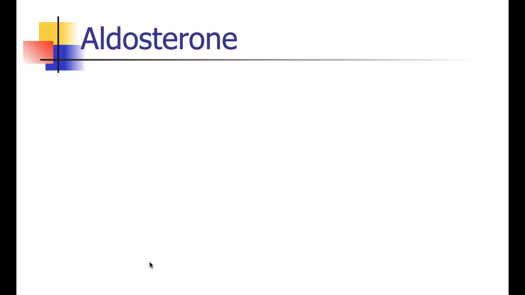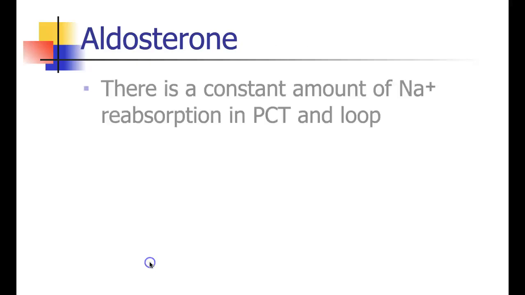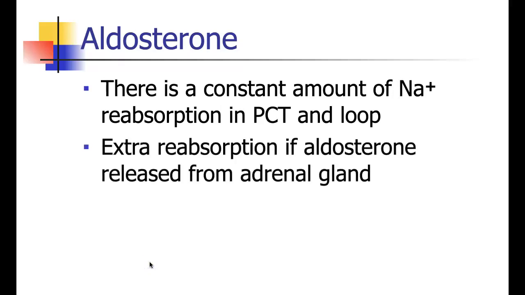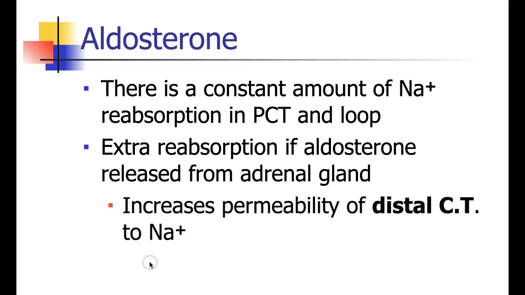Okay, so now we have to go back to our mechanisms of aldosterone. When aldosterone first came up, we talked about blood pressure because this is all really related, right? There's a constant amount of sodium reabsorption in the PCT and the loop, but we can get extra reabsorption if aldosterone is released from the adrenal gland. Okay, and so we talked about this in the blood pressure lectures. We said that aldosterone is going to be released from the renin-angiotensin-aldosterone system, and that's going to cause an increase in blood pressure. Well, how is it going to do that?